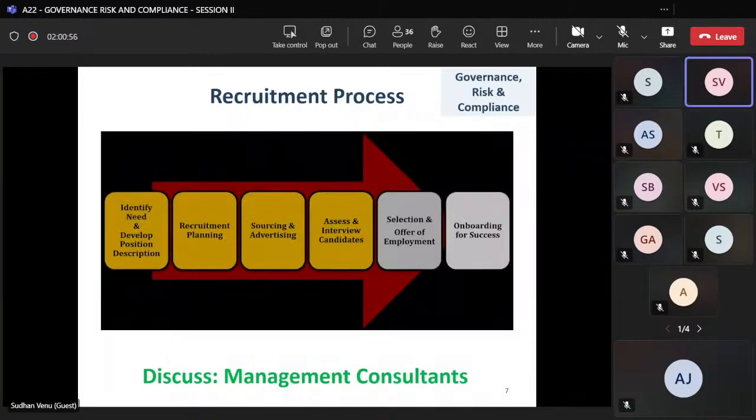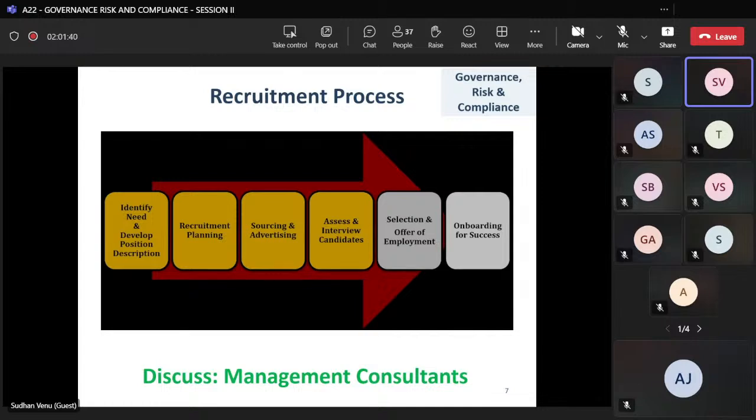And the recruitment process will identify the particular candidate to fulfill the position: planning for the requirement, sourcing, advertising, assessing the interview candidates, selection, offer of employment, and onboarding success. So they need to identify where the people are needed in terms of projects, plan the requirement, and do sourcing and advertising by way of a referral program or posting on websites. They assess the interview candidates by screening all the candidates and selecting the particular candidate to make progress.